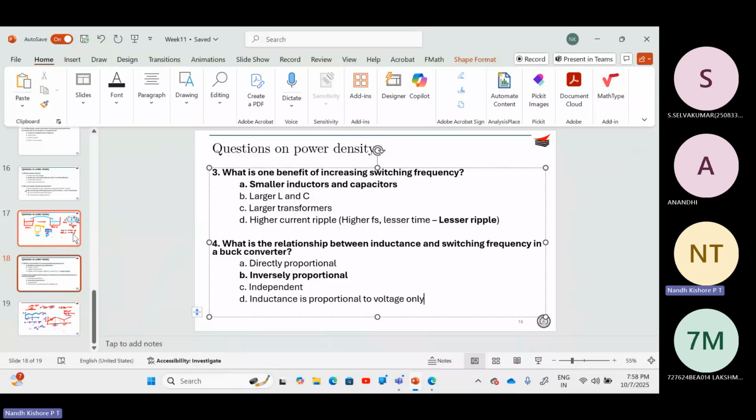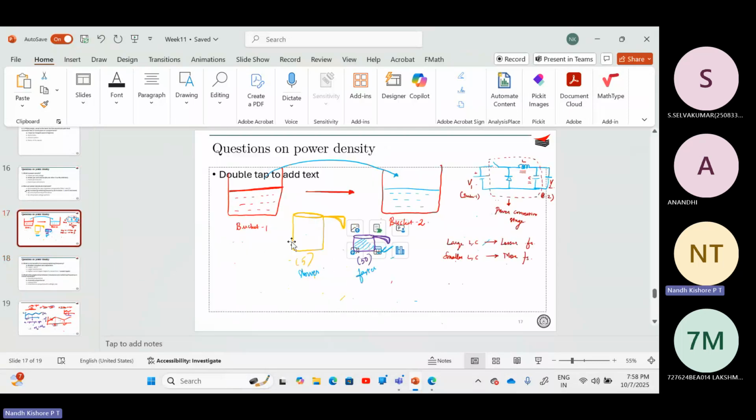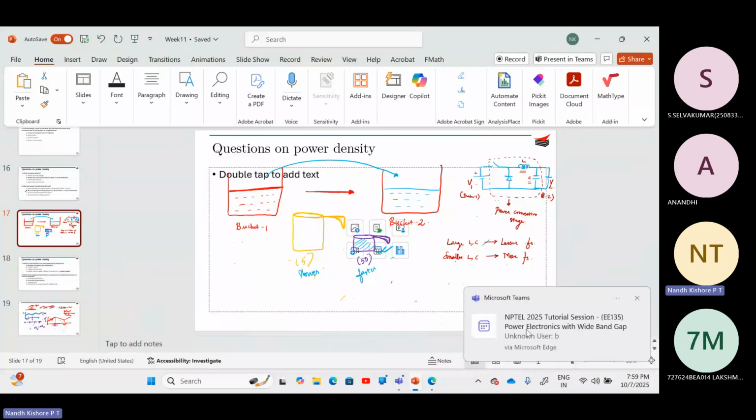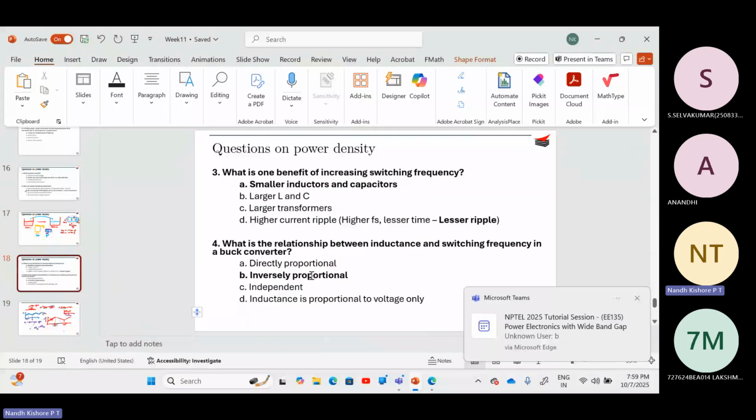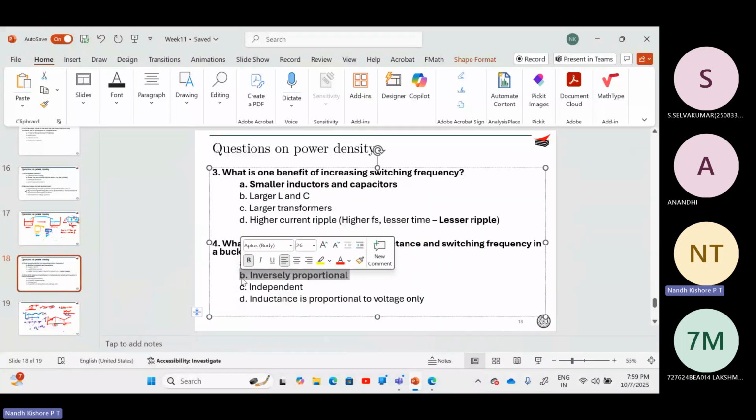As we just saw, if you go for higher and higher switching frequency, the size of your L and C are going to decrease. The size of your passive components will decrease. Correct, so it is going to be inversely proportional. This is the answer.